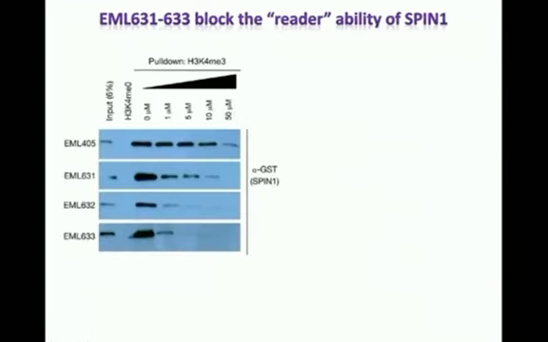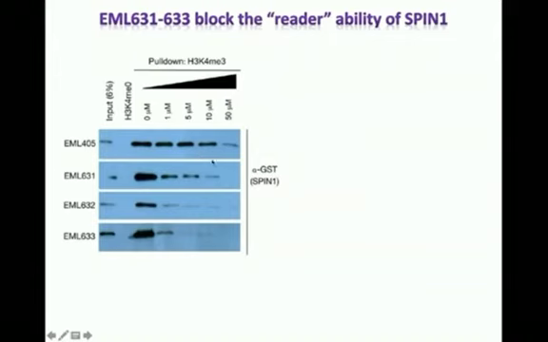So let's do some experiments and see SPIN1's reader ability, because as we said before, SPIN1 can read the methyl lysine on histone 3. So we have done some pull down assays. We pull down the protein in a competitive assay, with a peptide of H3K4 trimethyl. We increase the concentration of the peptide to see if there is a competitive inhibitor in the presence of the 4 different inhibitors.